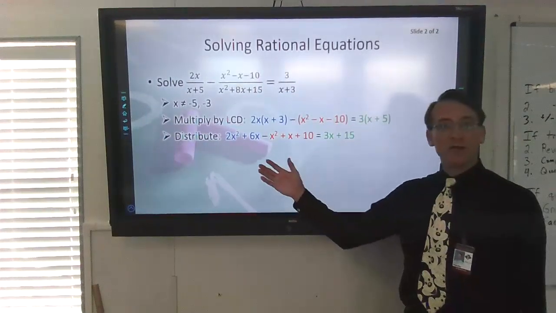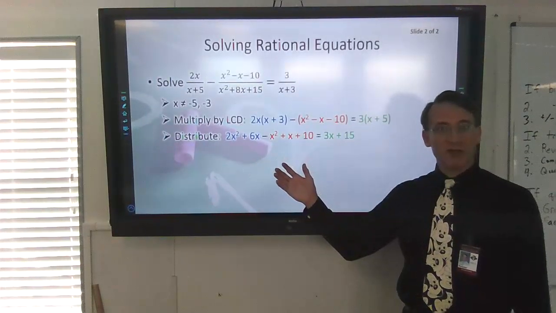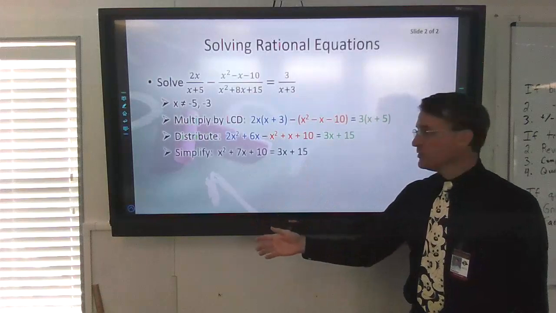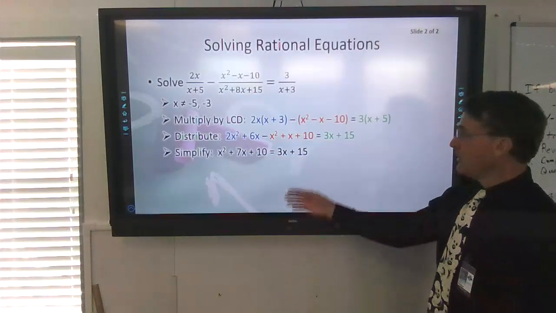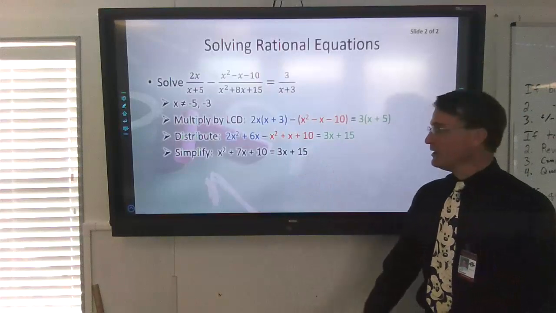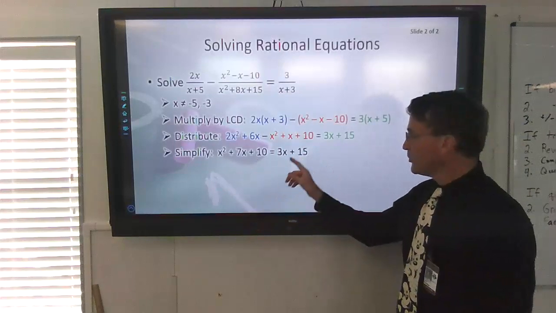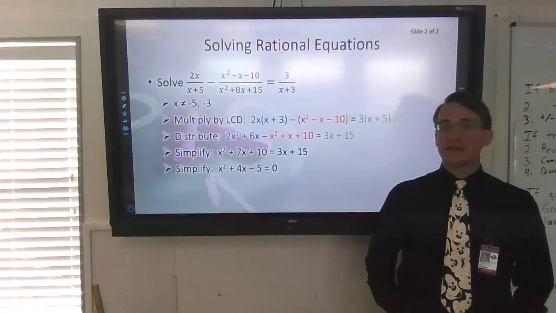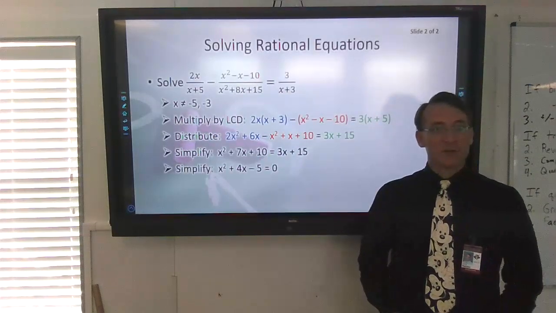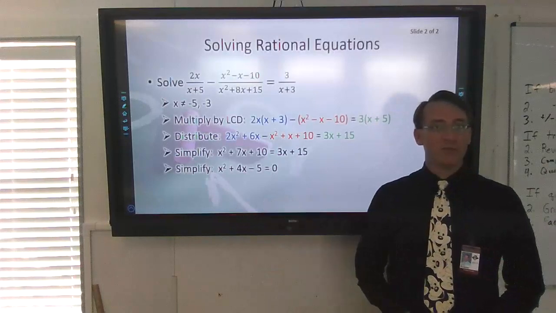So I'm going to combine all my like terms on each side of the equation. That gives me x squared plus 7x plus 10 on the left and 3x plus 15 still on the right. Now I'm going to subtract 3x from both sides. I'm going to go ahead and subtract 15 from both sides to get it in standard quadratic form, set equal to 0, descending powers of my x.